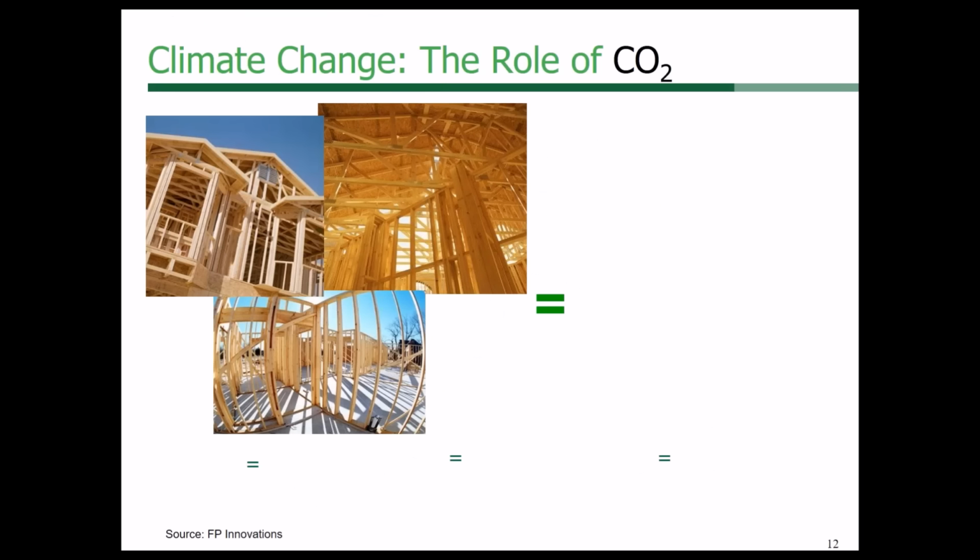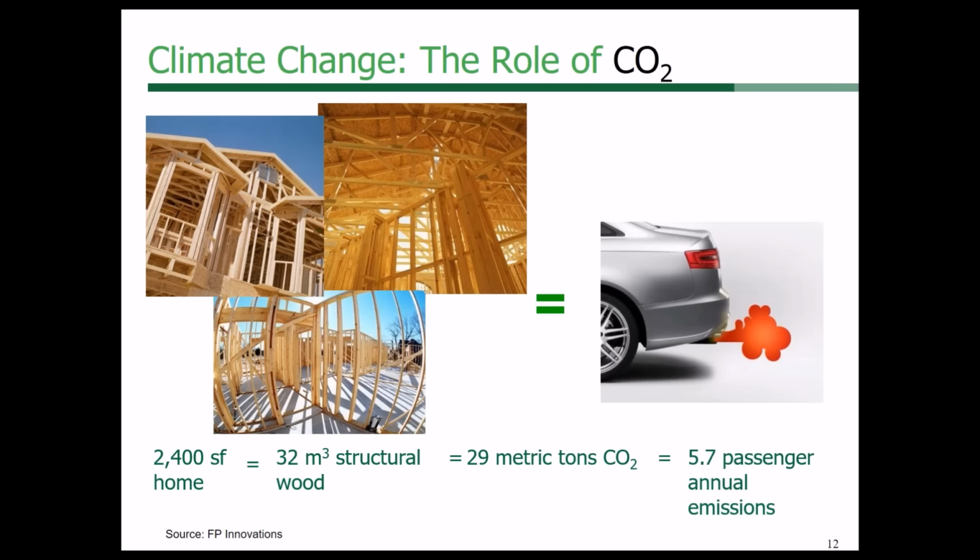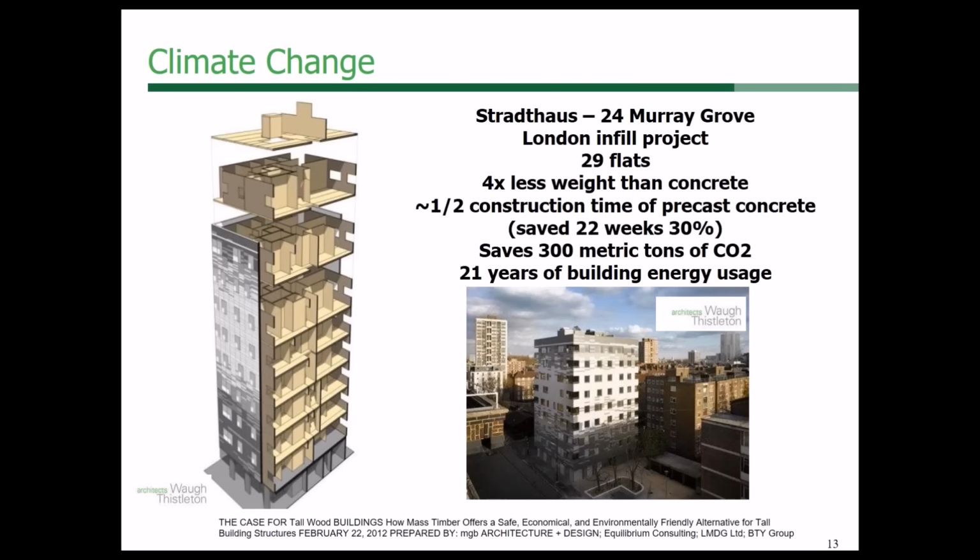So similarly, we have a house that, say, is roughly 2,400 square feet. That's about 32 cubic meters of structural wood, and that is storing 29 metric tons of carbon dioxide. And so your house is storing that amount of carbon dioxide, which is equivalent to about 5.7 passengers' annual emissions. Now, I mentioned, why is the world embracing this idea of utilizing wood? And that is because of that carbon storing capability of wood products.